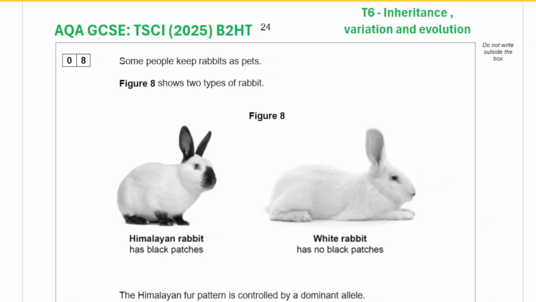In this video, I'm going to go through the AQA Biology Paper 2 Higher Tier. Question number 8 is on the topic of inheritance, variation and evolution. Some people keep rabbits as pets. Figure 8 shows two types of rabbits. Himalayan rabbit has black patches. White rabbit has no black patches.